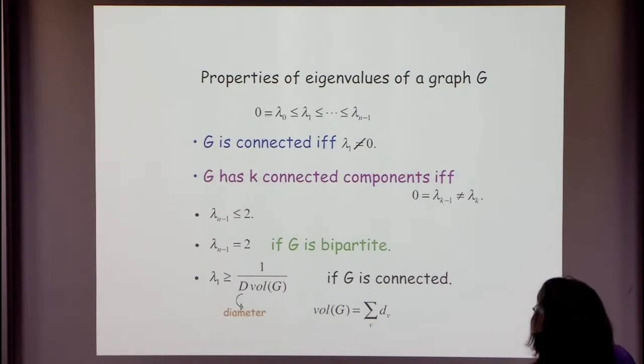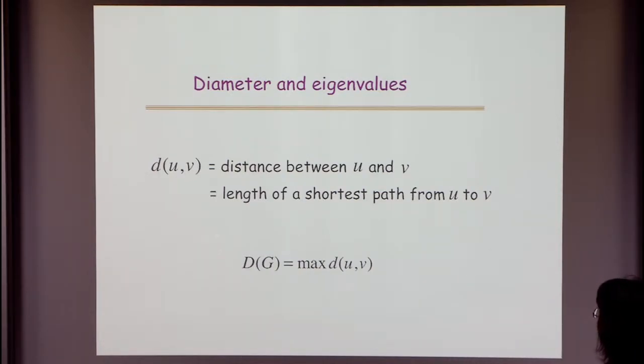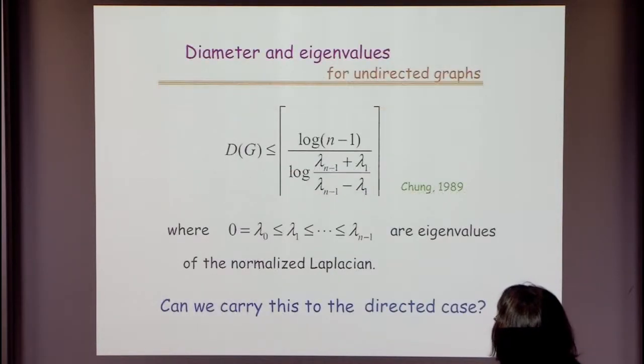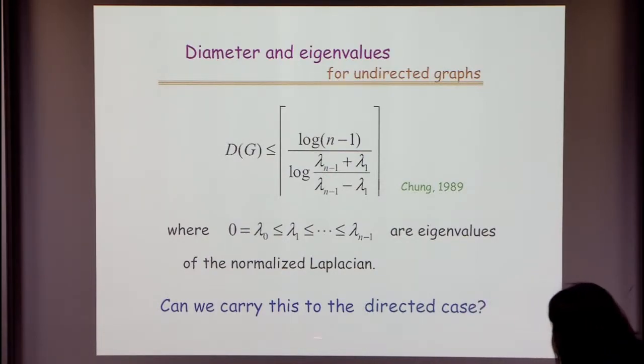Okay. What is the story for the directed case? One thing that's useful about eigenvalues is that we can control the diameter, actually. If you think about the diameter, which is how many hops you need to reach one vertex from another, the diameter is the longest distance. You can use eigenvalues to bound the diameter. And what we want to do is to carry all this to the directed case.